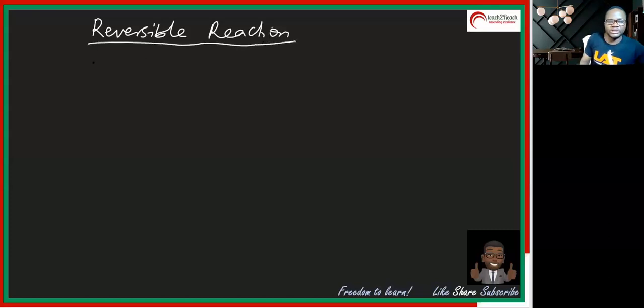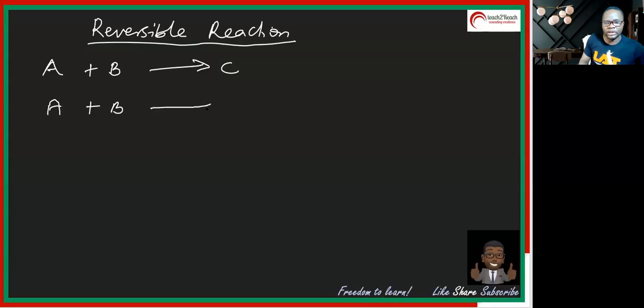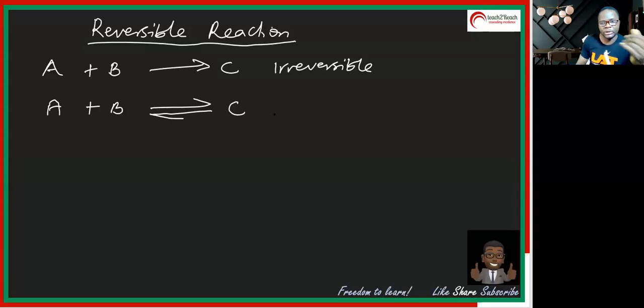So one of the first things is, if I have a reaction like this, say A plus B to give us C, then in chemistry, a reaction like this we say is irreversible because the sign tells us that the reaction goes only in one direction. But if you have a reaction that has this sign, we say the reaction is a reversible reaction.